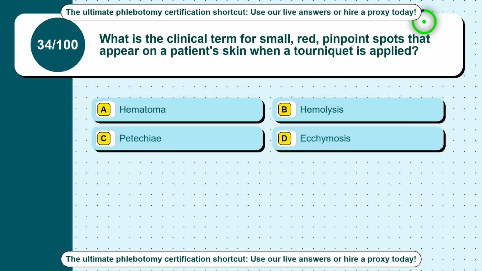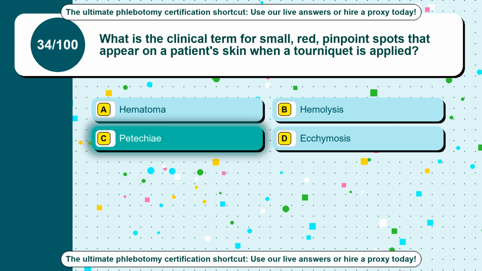Question 34. What is the clinical term for small, red, pinpoint spots that appear on a patient's skin when a tourniquet is applied? Option A, hematoma. Option B, hemolysis. Option C, petechiae. Option D, ichthyosis. The correct answer is option C, petechiae.